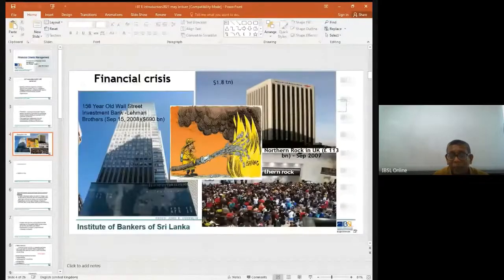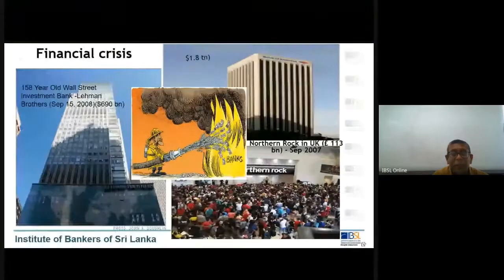Now you look at it. The value of certain banks, in US dollars, 690 billion. Now one Bank of America is 1.8 trillion. Northern Rock Bank is 113 billion sterling pounds. Now you see these banks' value is more than the Sri Lankan economy value.